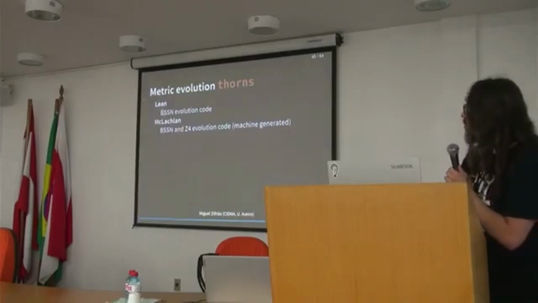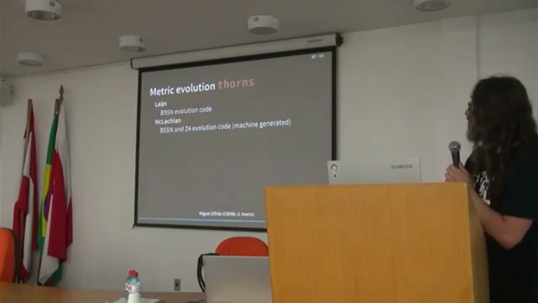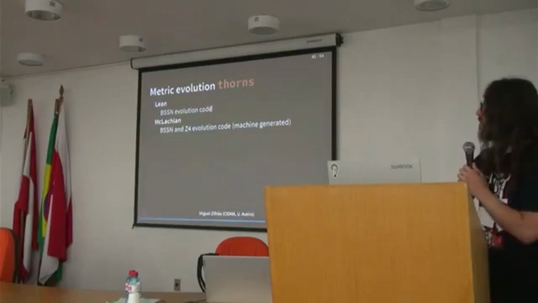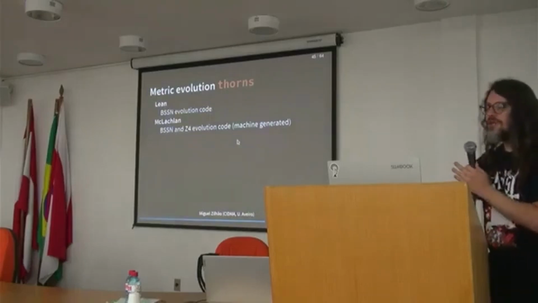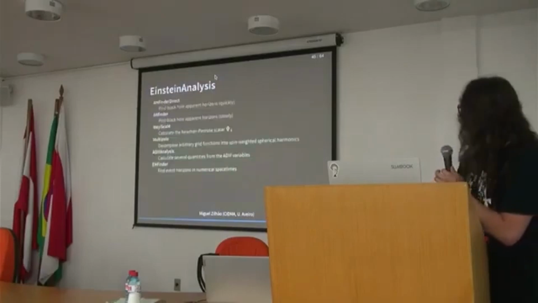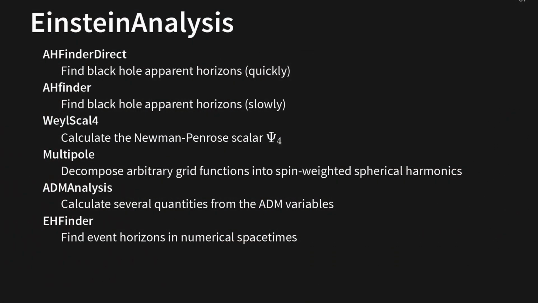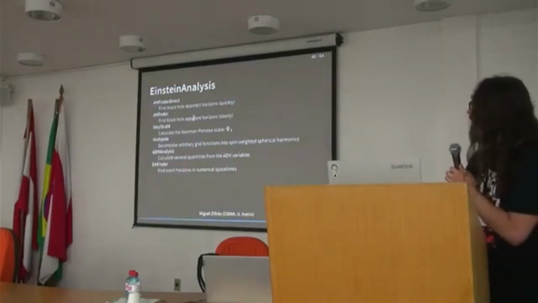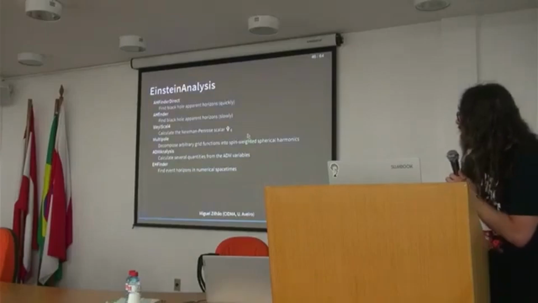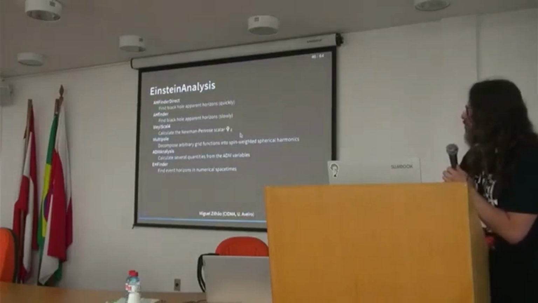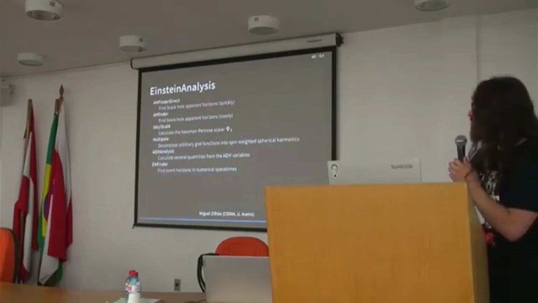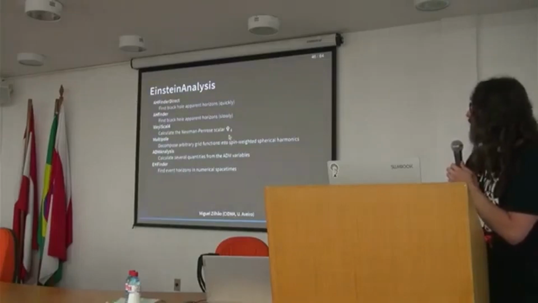There's also the Lean code, which again is a BSSN evolution code. This one is readable, and it's written in a very pedagogical way so that you can understand what's going on. So now there are even other alternatives. For analysis, there are thorns that allow you to find the apparent horizons as you are doing your evolution. There are thorns that allow you to compute the Newman-Penrose scalar psi4, which is obviously very useful if you want to compute gravitational waves. There are tools that allow you to do the multipole decompositions of these quantities.